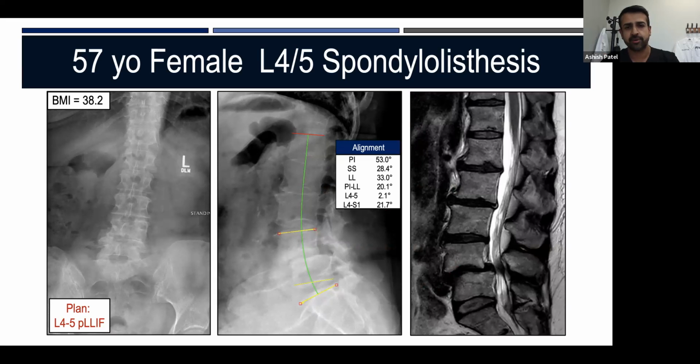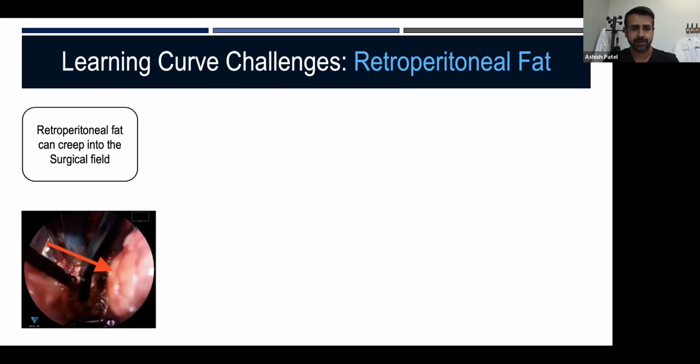Here's a case of a 57-year-old female. She's got an L4-5 spondylolisthesis and a BMI of 38. When we were faced with the retroperitoneal fat creep, I would take a pituitary and try to sweep it away. And this one time I picked at it and created a perforation in the peritoneum where I would have the beginnings of bowel that came into my retractor space. And that's a scary thing to see. I'm thankful that there was no bowel injury there, but it definitely taught me a lesson that I cannot move or pick that fat.